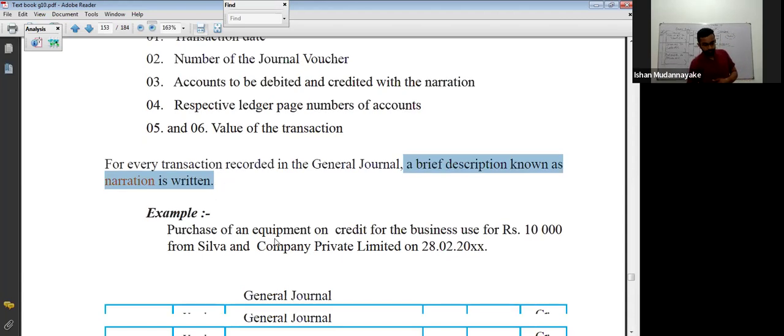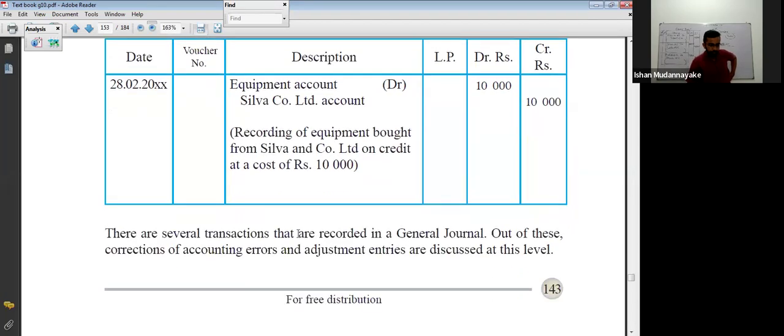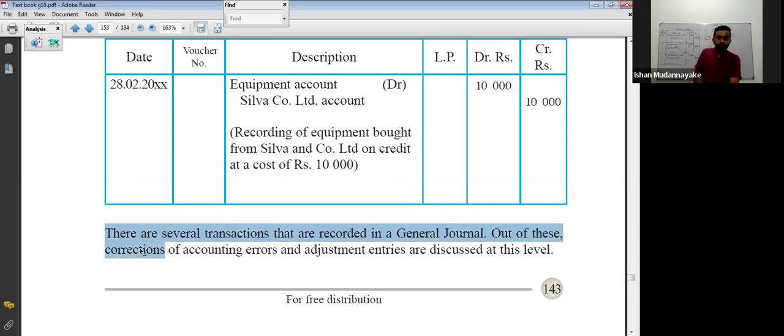Okay, right. Now here you can see one example: equipment account is debited and company credited. Now look at this paragraph. There are several transactions. Tinuri, read this paragraph, Tinuri.